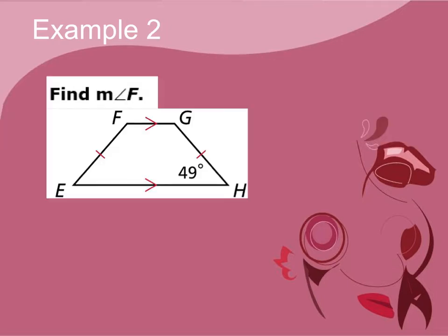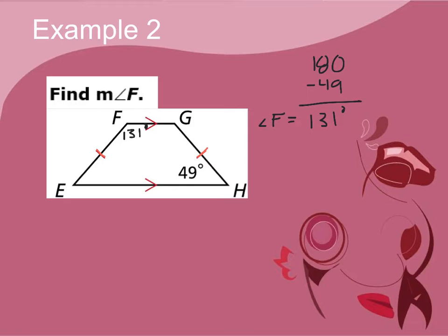What type of trapezoid do we have here? Isosceles, because the legs are congruent. We can tell by the tick marks. So how do we find the measure of angle F? You have to do 180 minus 49? Perfect. 180 minus 49. And what do we get? 131. So angle F is 131.